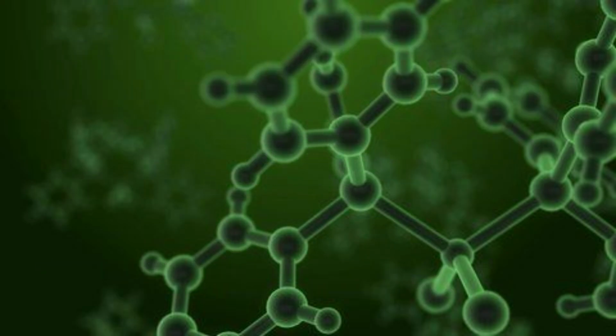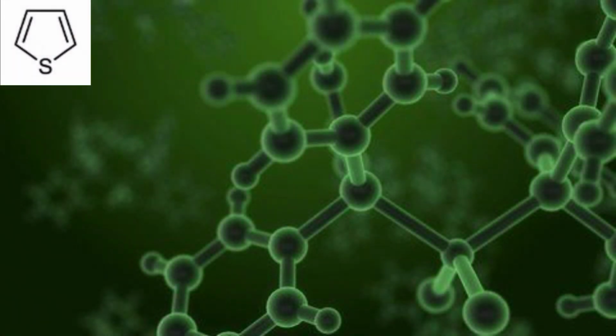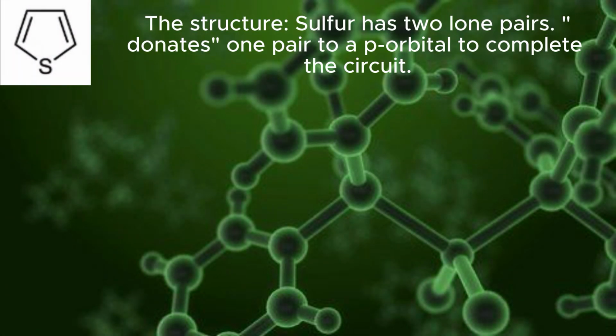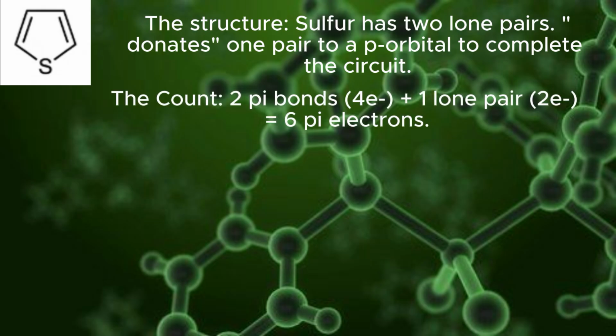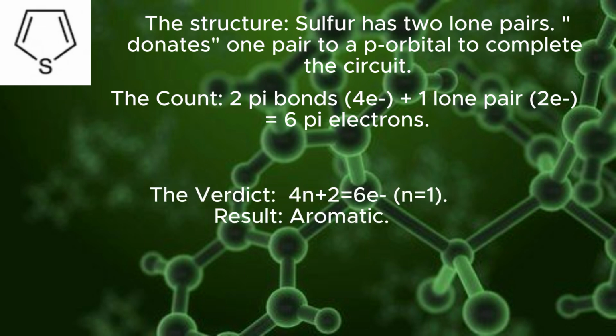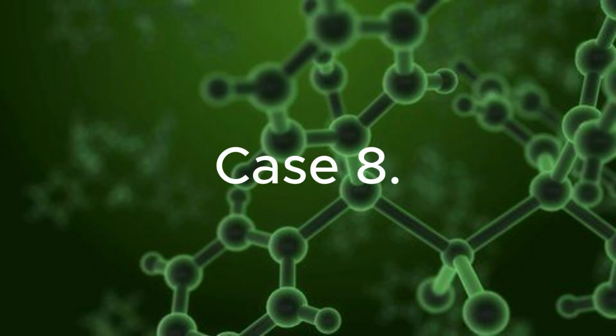Example 7. Thiophene, the sulfur heterocycle, our 5-membered sulfur ring. The logic: sulfur has 2 lone pairs. Since it has no existing pi bond, it donates 1 pair to a p orbital to complete the circuit. The count: 2 pi bonds, 4 electrons, plus 1 lone pair, 2 electrons, equals 6 pi electrons. The verdict: 6 satisfies 4n plus 2, n equals 1. Result: aromatic.